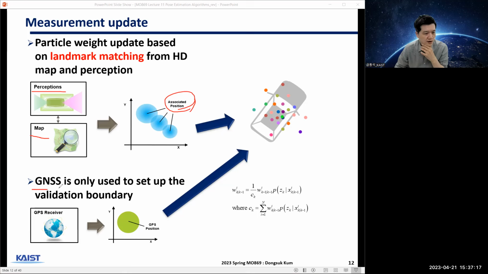And then we also have GNSS or GPS, but GPS also has error. So using these two pieces of information, we can keep the distribution bounded and small, rather than just using odometry or dead reckoning type of approaches.